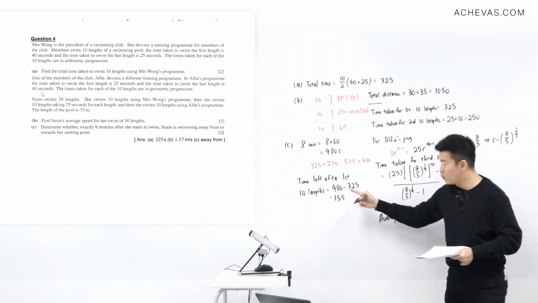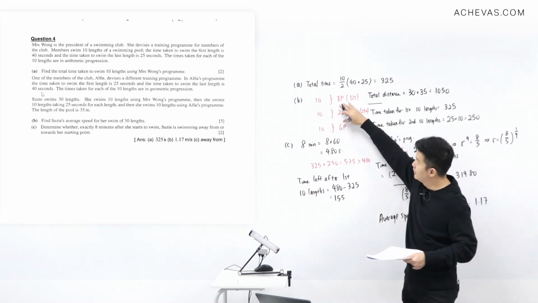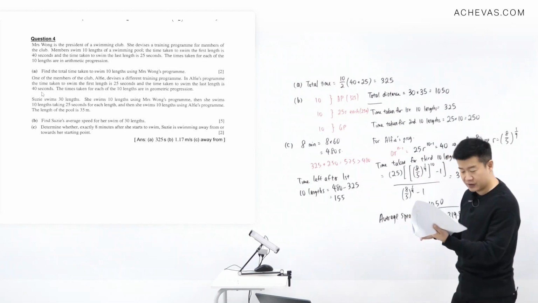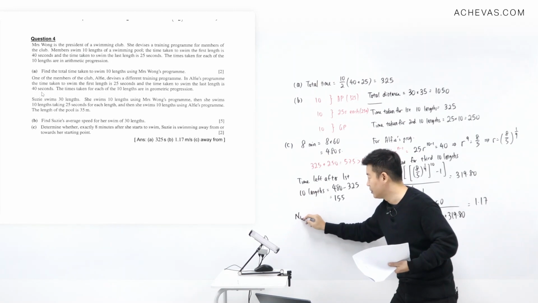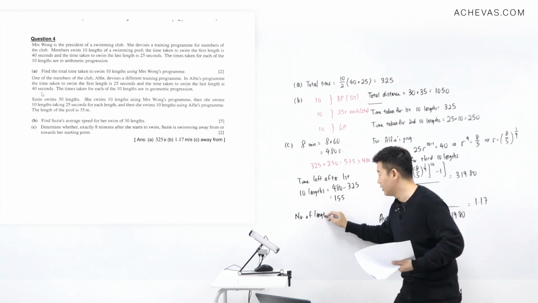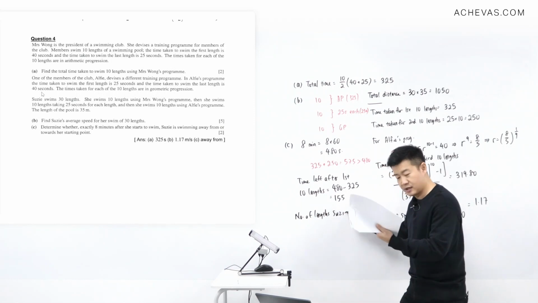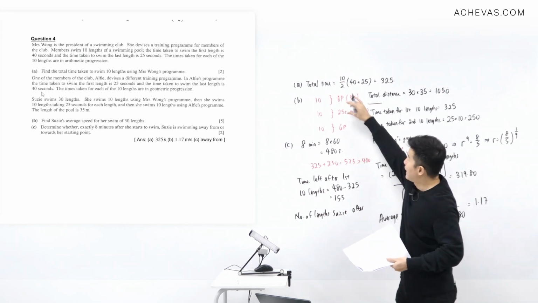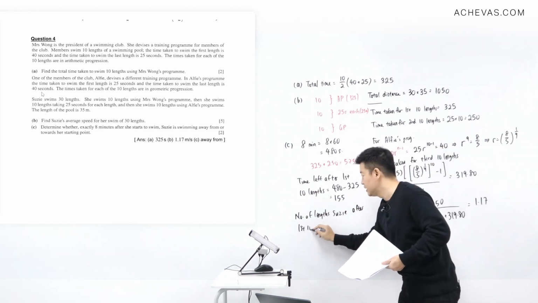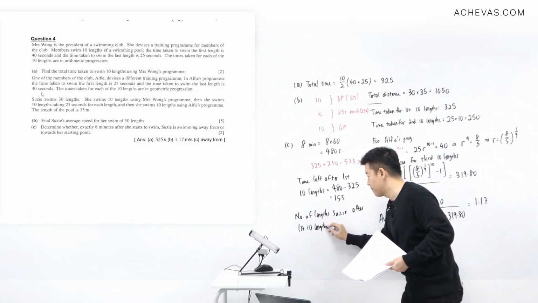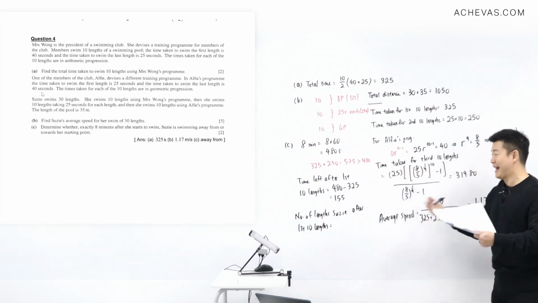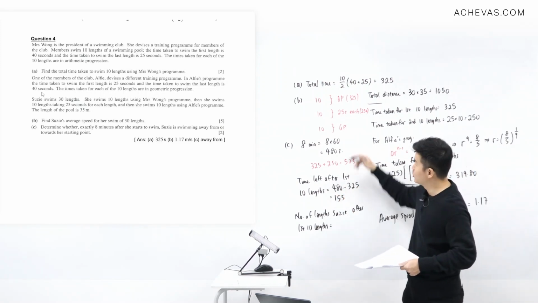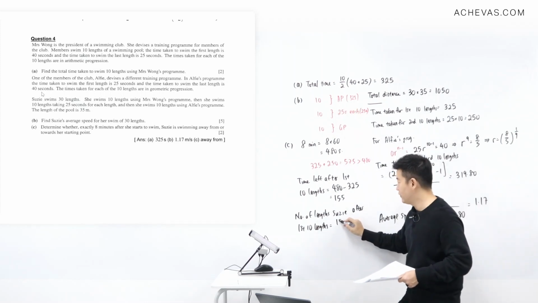So Susie will be spending 155 seconds on the next 10 lengths. And how many lengths can Susie cover? So the number of lengths Susie will be covering after the first 10 lengths will depend on 155, because this is the amount of time that she'll be taking here, right?